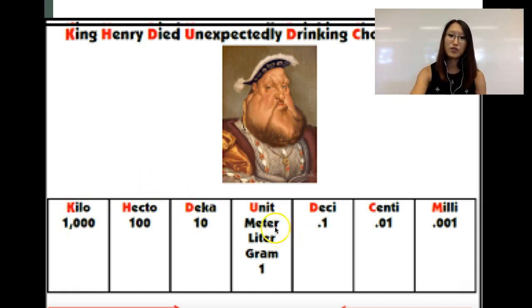The opposite is true for units on this side. So if you were to have a deci, right? If you have a decimeter, then a decimeter is 10 times smaller than a regular meter. A centimeter is 100 times smaller than a regular meter. A centimeter is 10 times smaller than a decimeter, and a millimeter is 1,000 times smaller than a regular meter. Okay? So I hope this all makes sense.